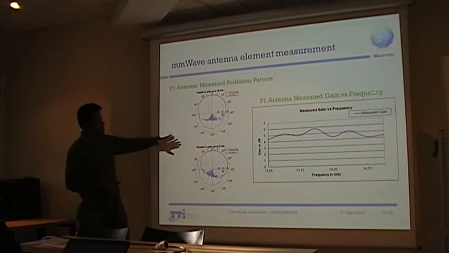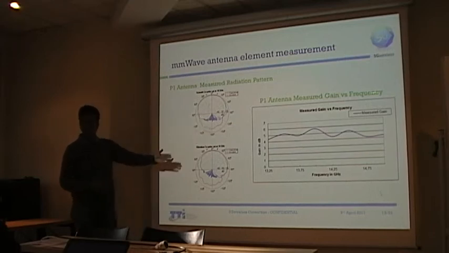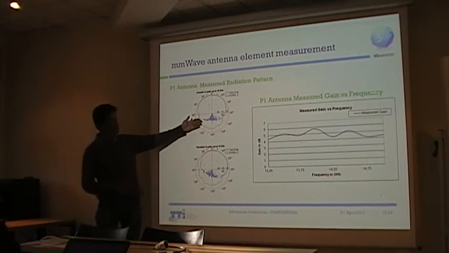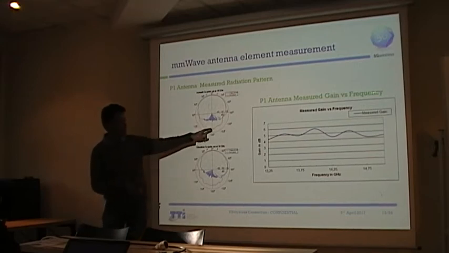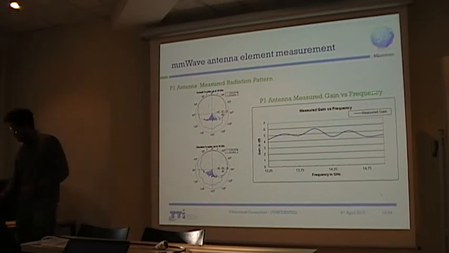There is a slight discrepancy here. You can see this discrepancy in the measurement results. This is because of the supporting structure, which is not the same as was considered in the simulation. In the measurement you have a supporting structure, and because of that you have these extra back lobes. But you can reduce the back lobes by having a supporting structure behind it in simulation.